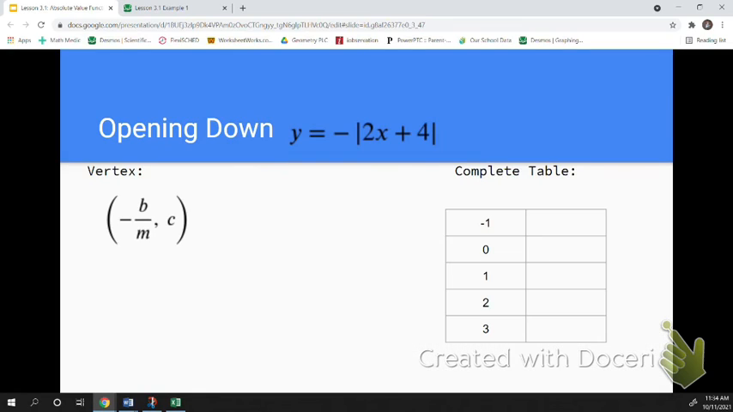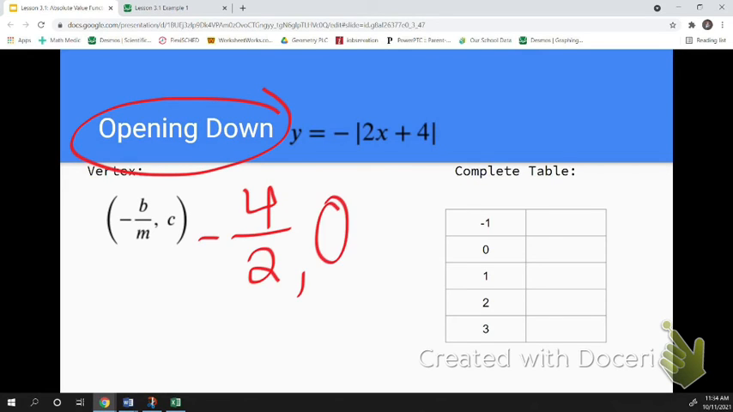I might add this to my notes. This is an example of a graph that opens down. Why is that? Anyone see it in the equation? There's a negative out front. Good. So our B is 4. Our M is 2. Is there any C this time? No. Nope, so it's 0.